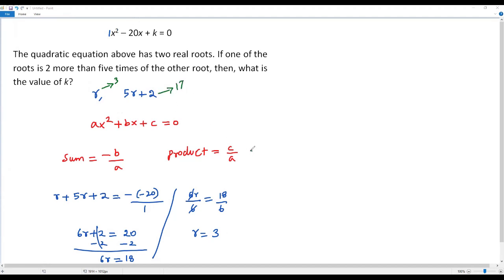Now let's apply the product formula to the given quadratic equation. To get the product of the two roots, we multiply 3 and 17, because 3 and 17 are the two roots. Then we have 3 times 17 equals c over a. For c, we consider the constant term of the given equation, that is k. And the value of a is the coefficient of x squared, that is 1. Here 3 times 17 is 51. k over 1 is k. Here I got the value of k, that is 51.